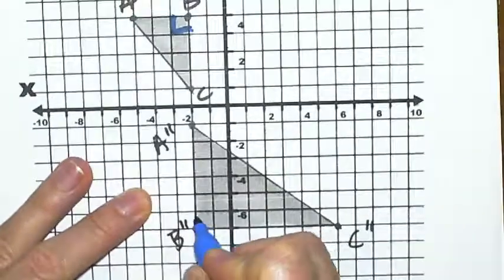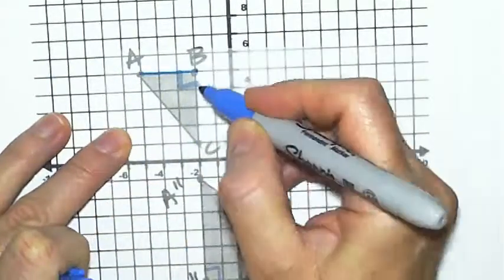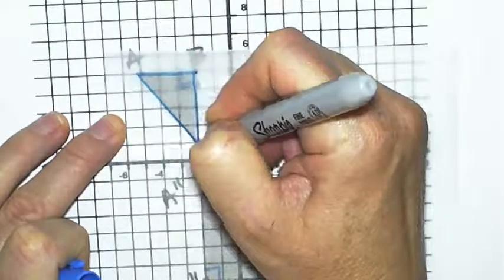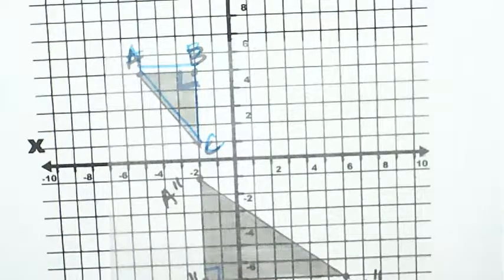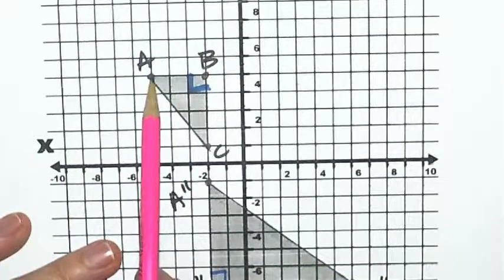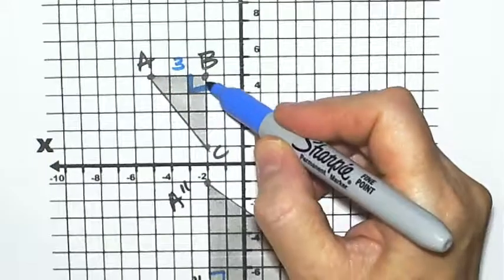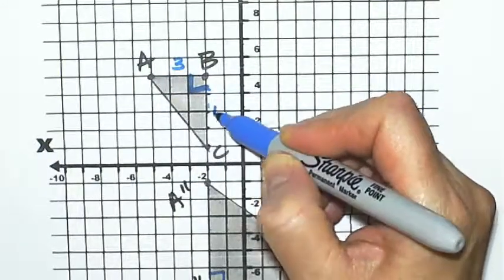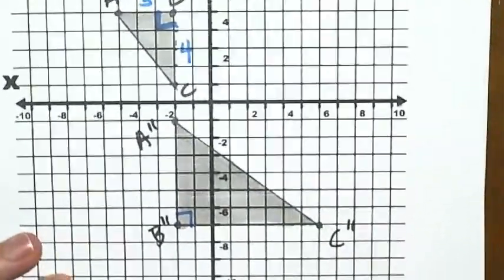So we do have a 90-degree angle here and a 90-degree angle here. Let's trace, oh, maybe this would show up better with a marker. Let's trace triangle ABC on our tracing paper. And let's see what transformations we're using. Well, first let's see if they're similar. Look at the length of this side. This side is 3. This side is 1, 2, 3, 4. It's not 5. You're not counting the lines, you're counting the spaces.